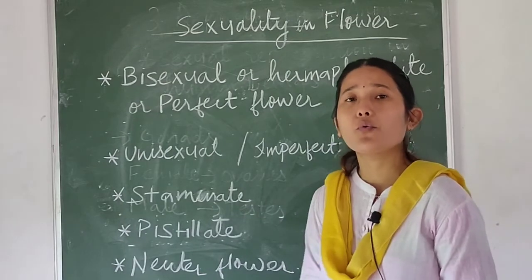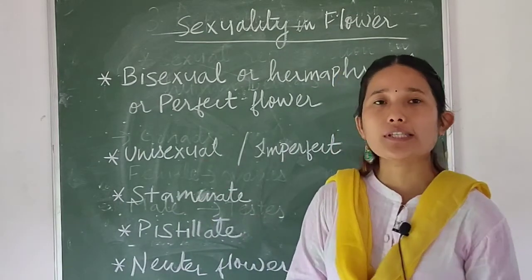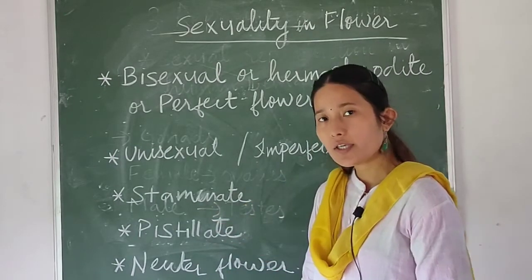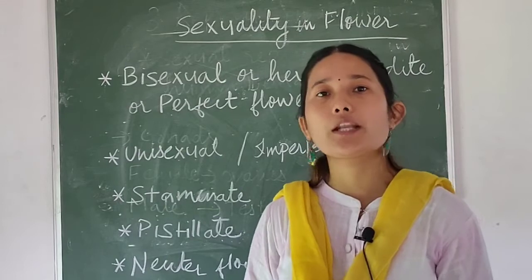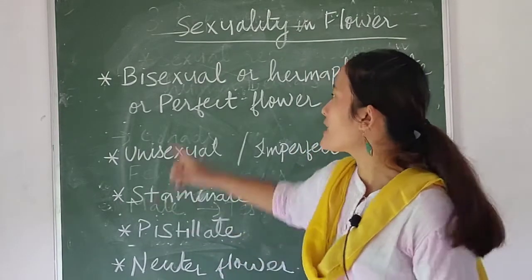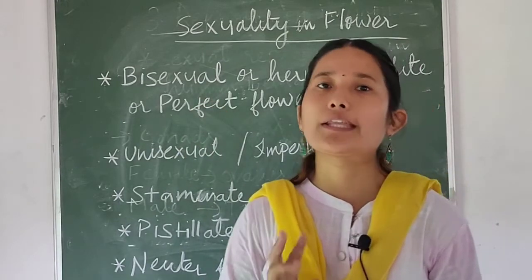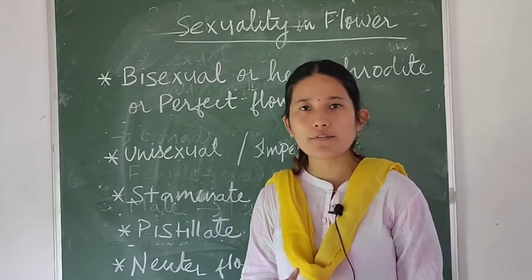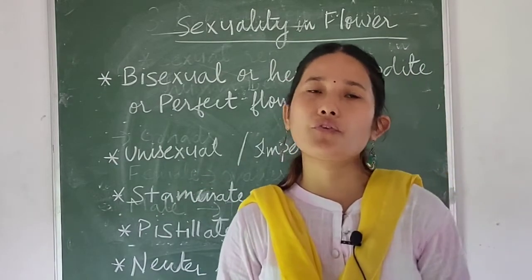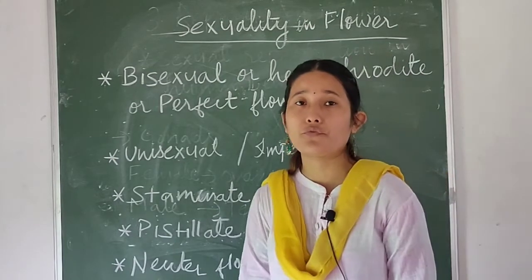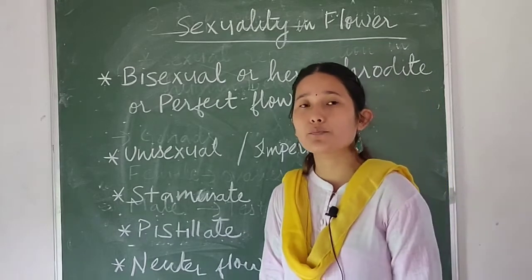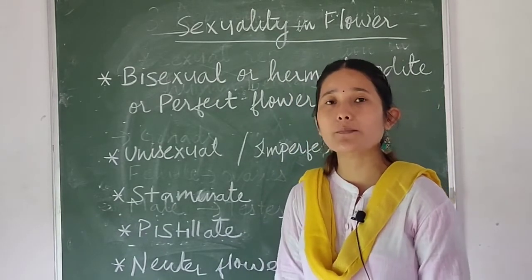Now those flowers in unisexual which have only the male reproductive part are known as staminate. And the one which has only the female reproductive part is known as pistillate. So bisexual means bi, two, so it has both the reproductive parts in a single flower. Unisexual, uni means one, that means it has either male or female reproductive part in a single flower. If it has only male reproductive part, it is referred to as staminate, and if it has only female reproductive part, it is known as pistillate.